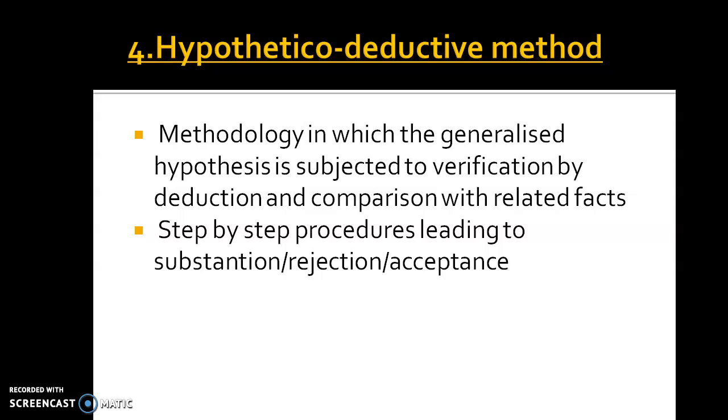That means the hypothesis that is formulated is subjected to verification by means of deductive method, and we are comparing this result with the favorable facts. So that's all about the different thought processes which are essential for framing a hypothesis. I hope you understood. Thank you.